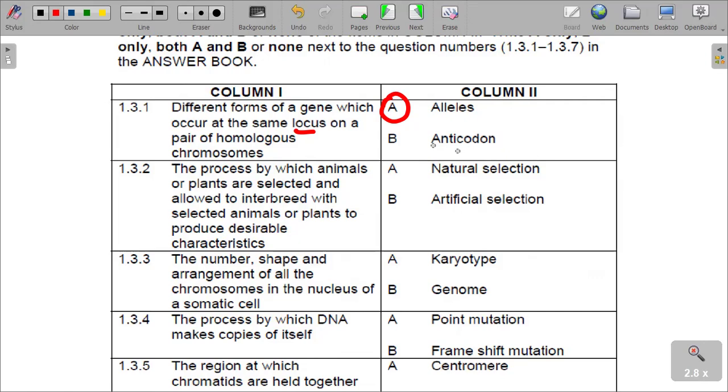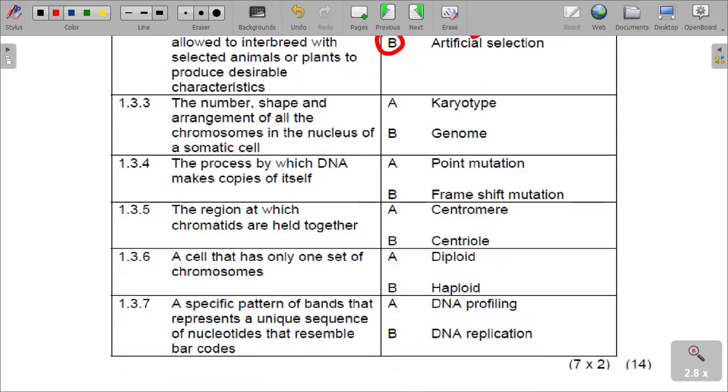From the tRNA. And then the process by which animals or plants are selected and allowed to interbreed with selected animals or plants to produce desirable offspring. When it is selected, obviously, it means there is human interference. Therefore, it is artificial. What is selected is allowed to breed, so it is artificial selection. Natural selection is when it happens on its own without human interference, with the desirable characteristics allowing survival.